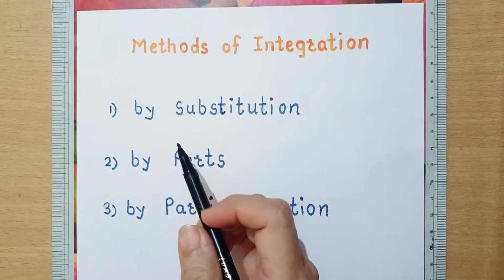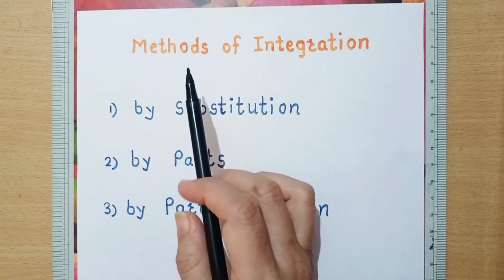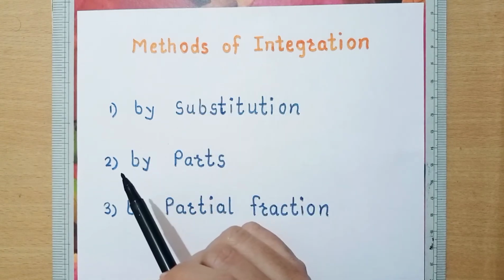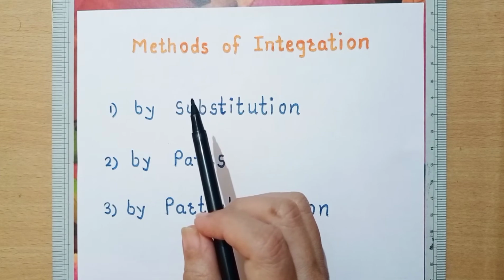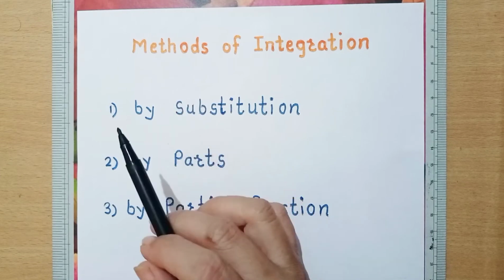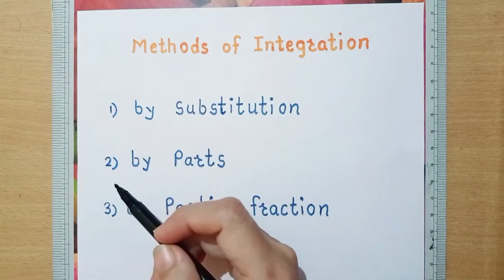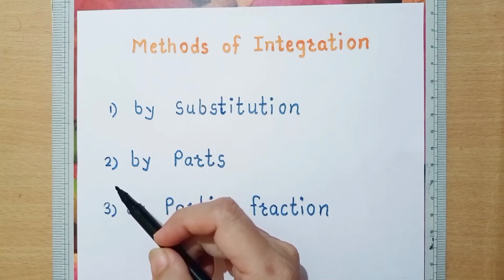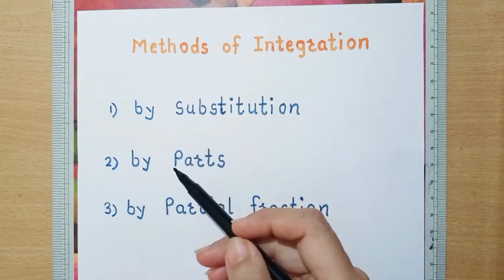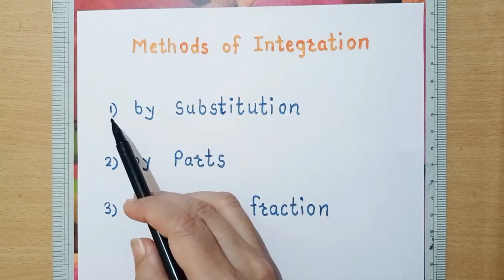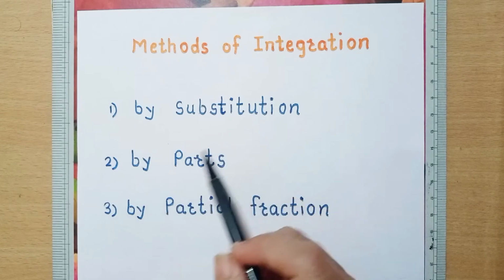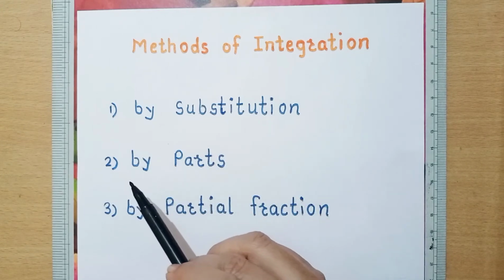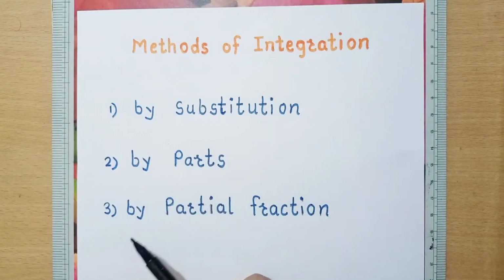Hello everyone. Today we are going to discuss the methods of integration. In the last lecture we have seen the definition of integration, and also the basic standard formulae, and we have solved examples on it. So we have already discussed there are three methods. First method is integration by substitution, second integration by parts, and third is integration by partial fraction.